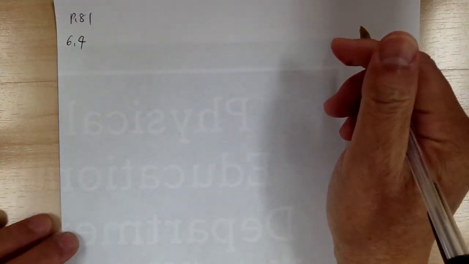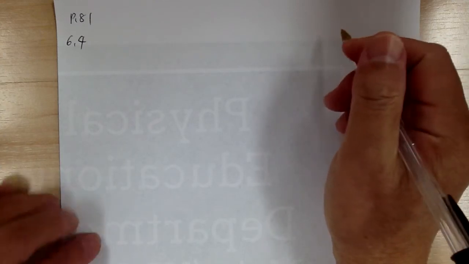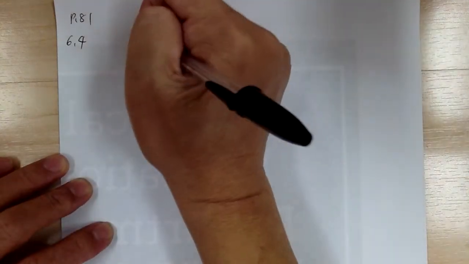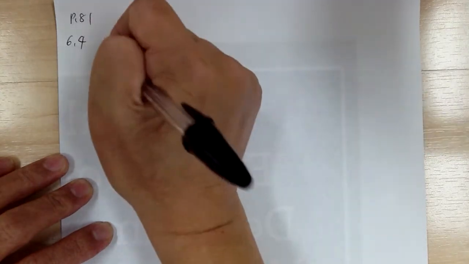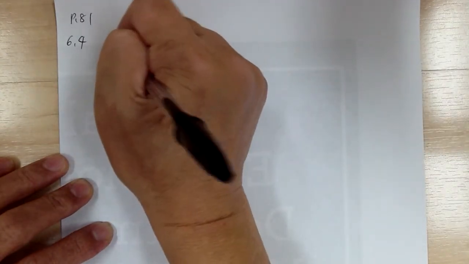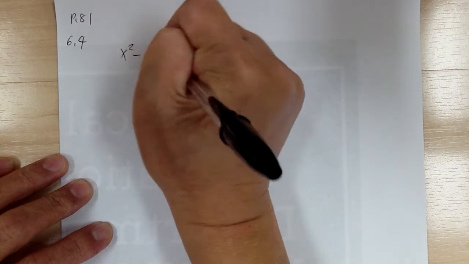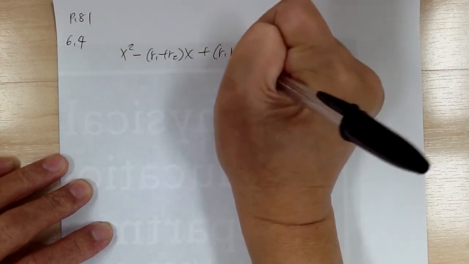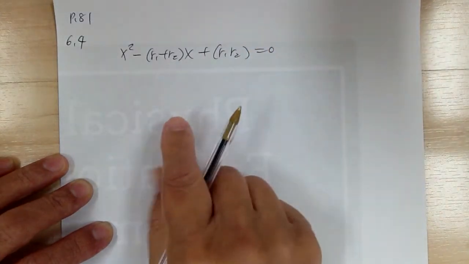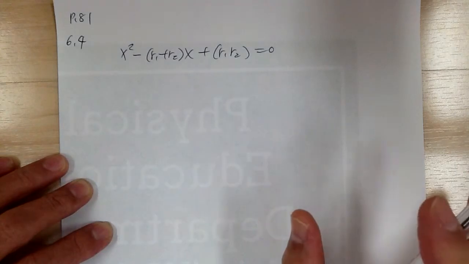Okay, let's go to page 81, and this is section 6.4. This is how to do coefficient and roots. First we're going to write a root equation. Whenever you have a polynomial, for the second degree the root equation would be x squared minus (r1 plus r2) x plus r1 r2 equal to 0. Notice there's no coefficient, and this is very easy to remember.